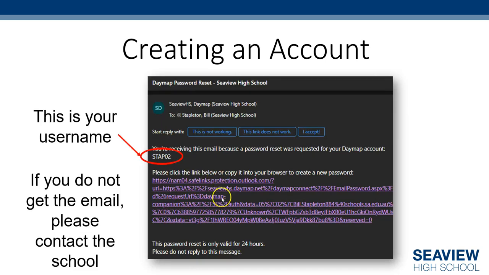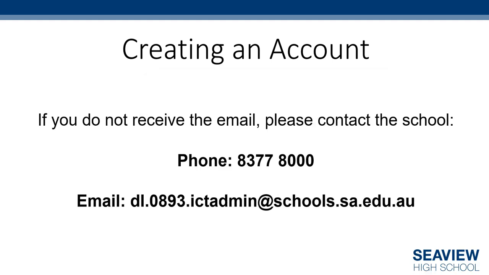So, to reset your password, please click on this link. Please take note though that this is valid only for 24 hours. Sometimes due to your email filtering, you may not receive the email. If you do not get the email, please contact the school. Easiest ways to do that is either via phone, 83778000, or even quicker is emailing our ICT team who can support you. That's dl.0893.ictadmin@schools.sa.edu.au. We can send you a password reset via SMS, so that might be a quick response instead of getting an email.